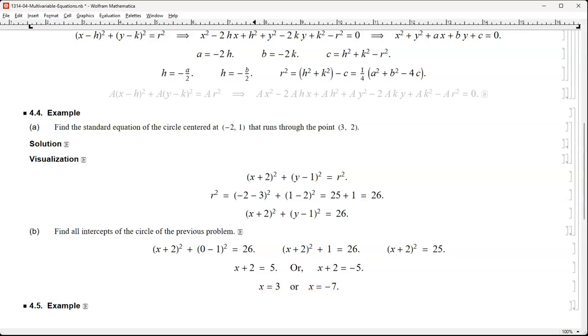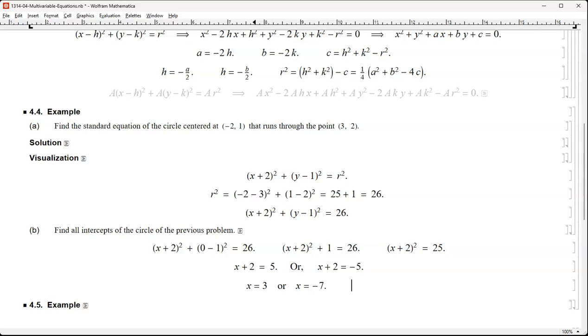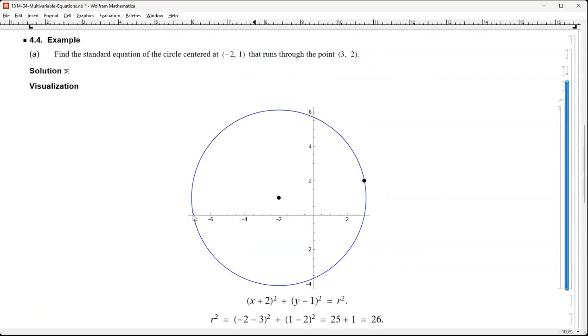If you like the coordinate expression, (3, 0) and (-7, 0), those are the x-intercepts. Let's go back to the picture. (-7, 0), (3, 0), it looks like it. If you use the Desmos graphing calculator, even more will be revealed.